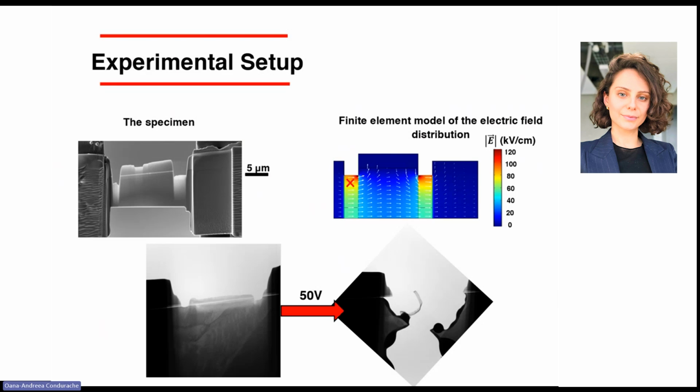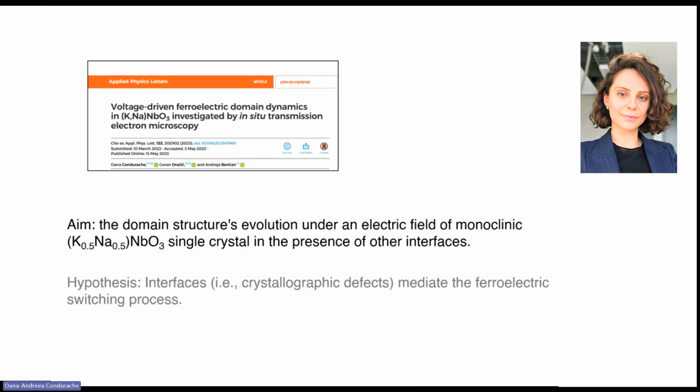And this is partially a limitation of the sample preparation. However, it comes also with a positive side, which is that in low electric fields, we have more short-range phenomena, so it's easier to follow them, and also they are a little bit slower, so we can bring them down to the time resolution of the microscope. And next, I will show you the evolution under electric field of the domain structure in sodium-potassium niobate single crystal.